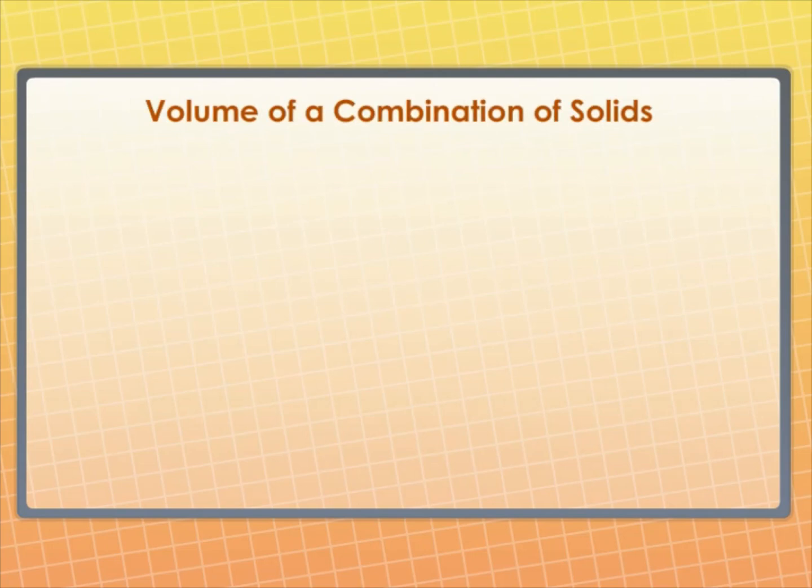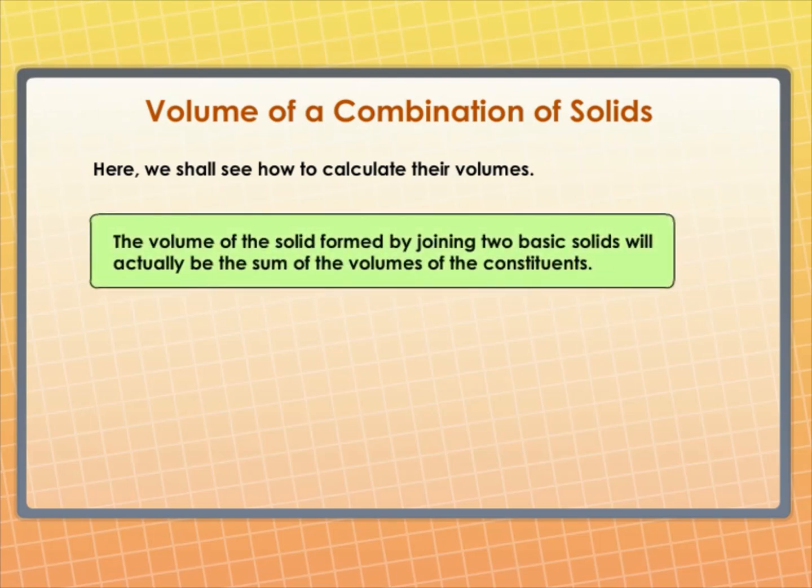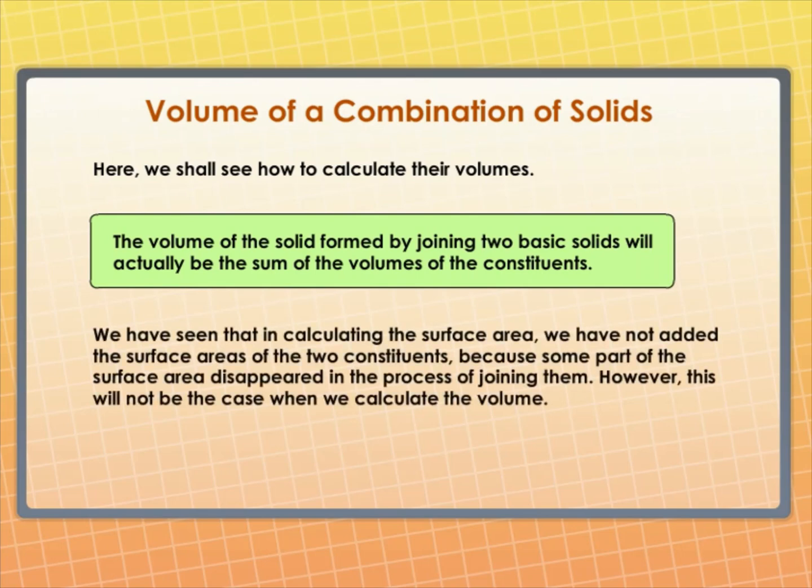Volume of a combination of solids. In the previous section, we have discussed how to find the surface area of solids made up of a combination of two basic solids. Here we shall see how to calculate their volumes. The volume of the solid formed by joining two basic solids will actually be the sum of the volumes of the constituents. It may be noted that in calculating the surface area, we have not added the surface areas of the two constituents because some part of the surface area disappeared in the process of joining them. However, this will not be the case when we calculate the volume.